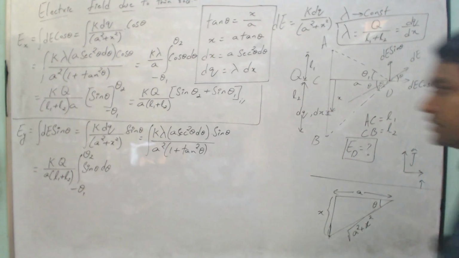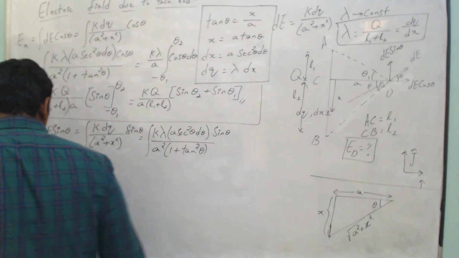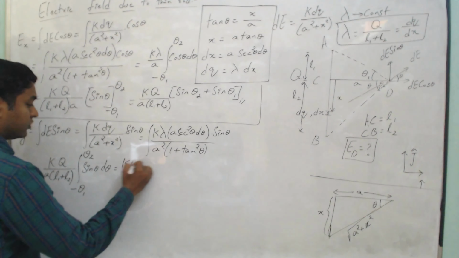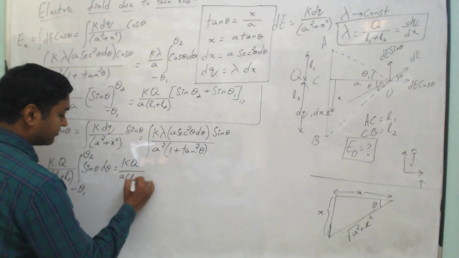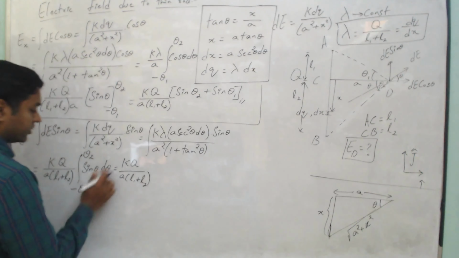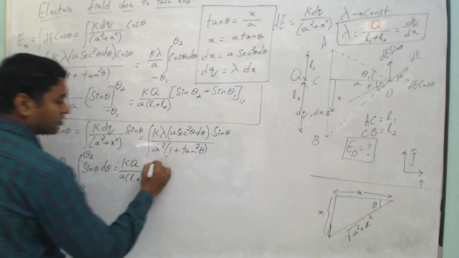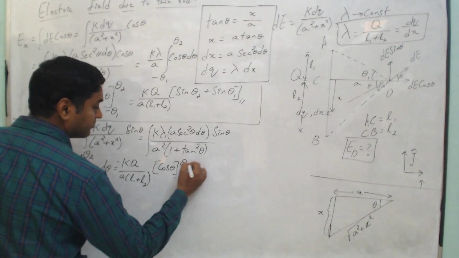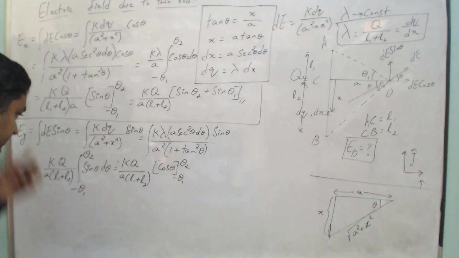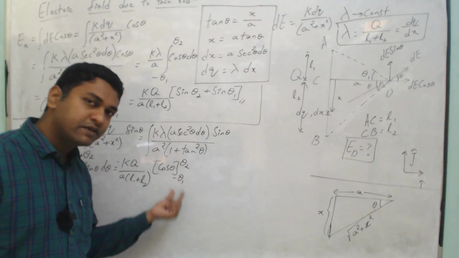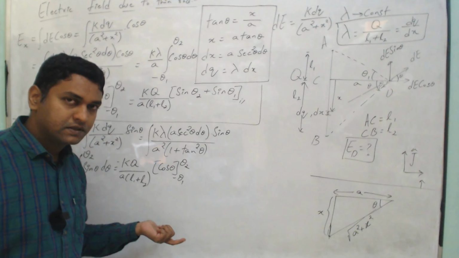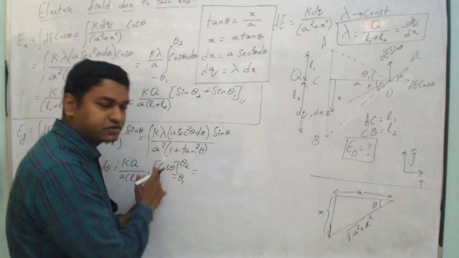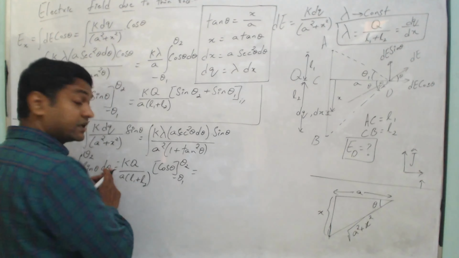What is integral of sine theta? Minus cos theta. So we will have kQ upon a into L1 plus L2, and due to integral sine theta I will get minus cos theta. What are the limits? Minus theta 1 to theta 2. Correct? In place of cosine, cos of minus theta is cos theta. So here, that's why I will get cos theta 2 minus cos theta 1. Correct? But there is a minus sign outside also.